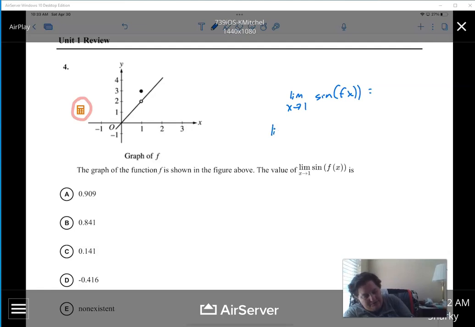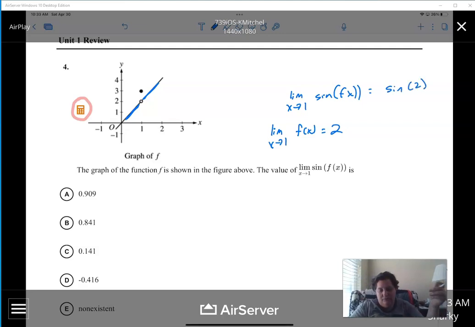Well, first let's figure out what's the limit as x approaches 1 of the function. All right. As I'm approaching 1, what's the limit? The limit is 2, okay? So as I'm approaching 1, the limit's going to be 2. So now I'm really just kind of looking for what is the sine of 2, all right?